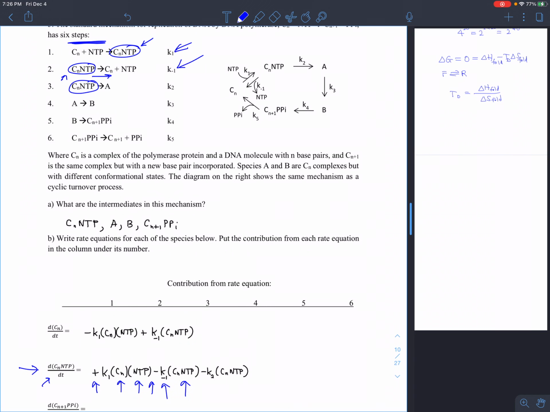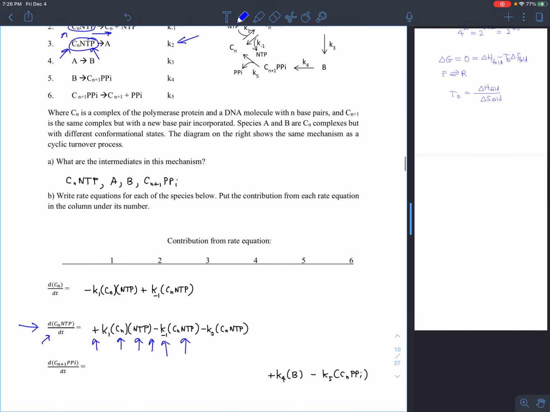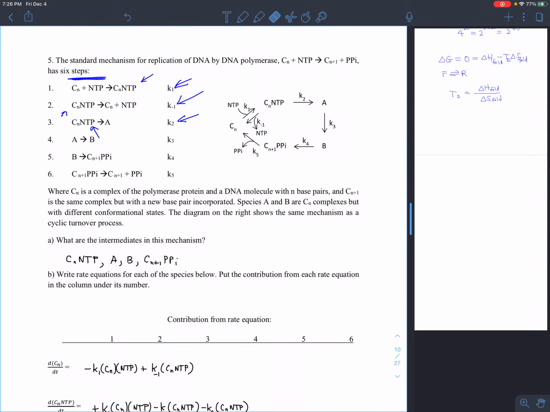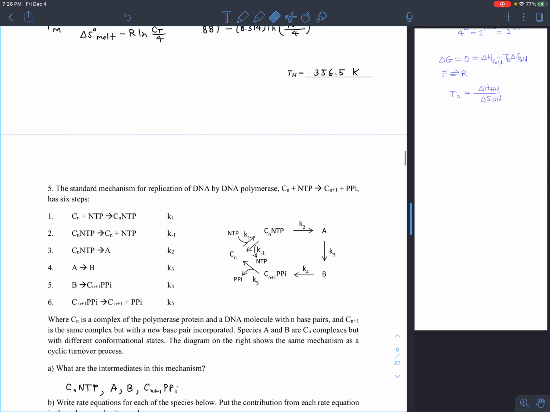Third contribution is from reaction 3 here. It's got rate constant K2. It's first order, it's a reactant, and so it's just going to be minus K2 times [Cn.NTP]. And we could do the others too, but I think those are pretty clear. Clean this up. That was number 4. That was quick. No, that was number 5.